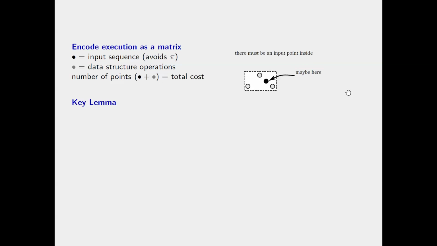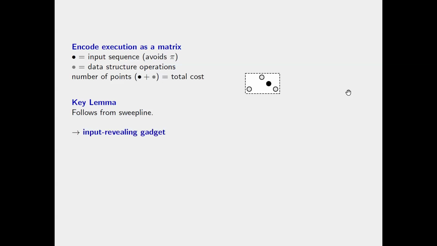And again, this is somehow intuitive: if at some time you touch these 2 nodes I and J, at a later time you won't touch something between them unless you are forced to, unless there was some input which forced you to get in that subtree. And this lemma is enough to do the analysis. We call this the input revealing gadget. So if you have this gadget, it reveals an input point.